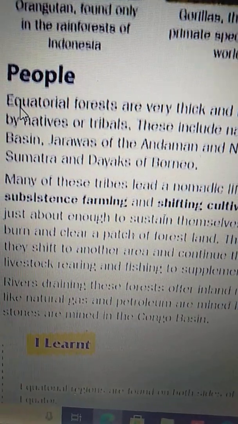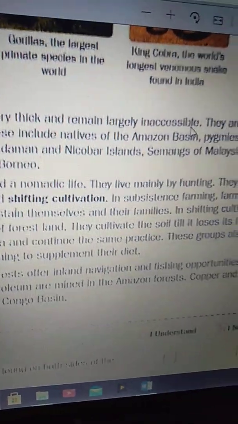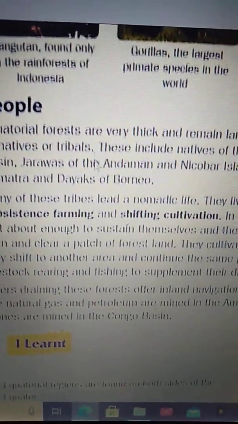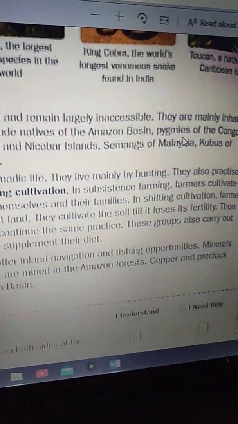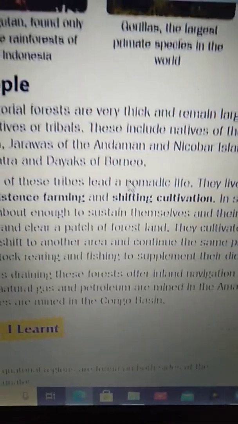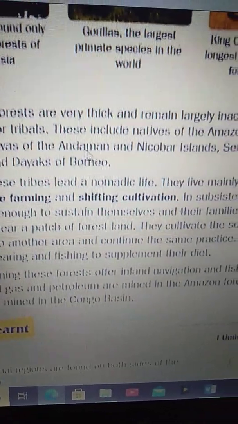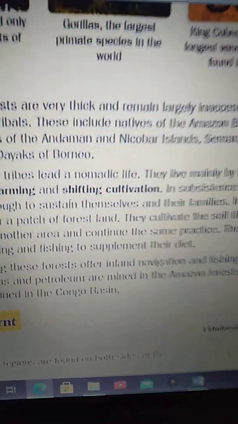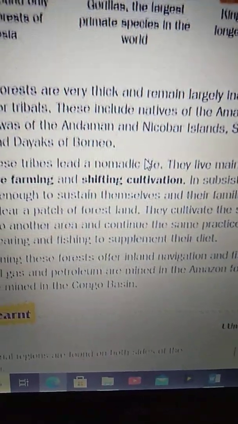Now comes people. Equatorial forests are very thick and remain largely inaccessible. They are mainly inhabited by native tribals. These include natives of the Amazon basin, Pygmies of the Congo basin, Jarawas of the Andaman and Nicobar Islands, Semangs of Malaysia, Kubus of Sumatra and Dayaks of Borneo.